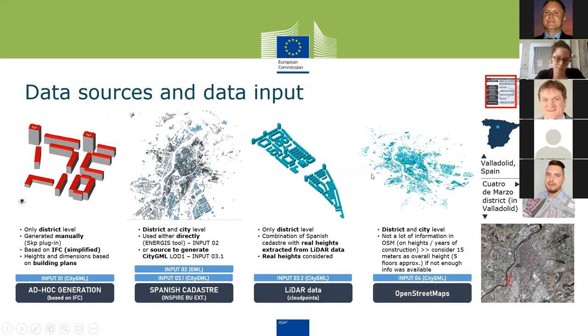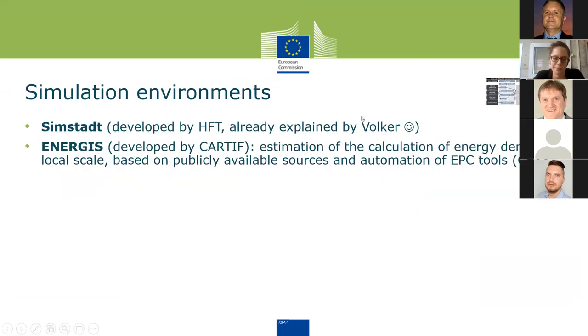So for instance, in the case of the Spanish cadastre, we consider that every floor is 3 meters high. In the case of OpenStreetMap, when we didn't even have the number of floors, which quite usually happens, we needed to implement an assumption. In this case, if we didn't have information, we considered that the buildings were 15 meters high, so approximately 5 floors. This can be a valid assumption for Cuatro de Marzo, but in the case of other districts in Valladolid, the buildings are of different height. So it's an estimation.